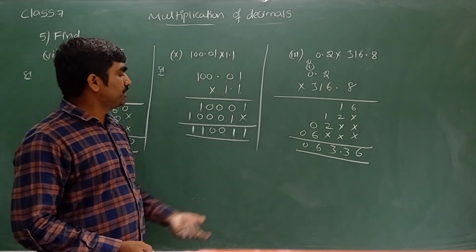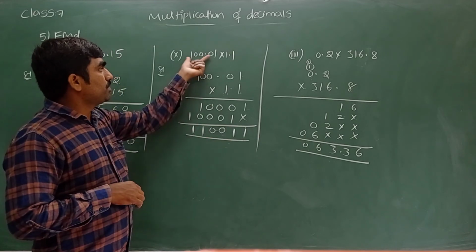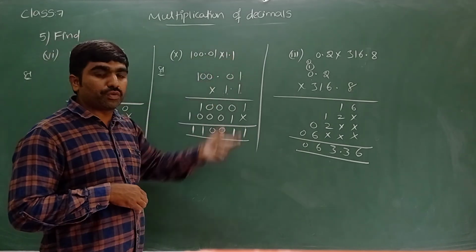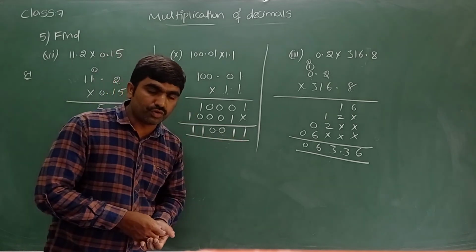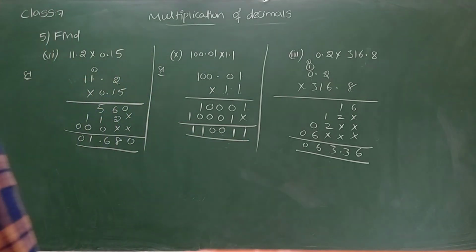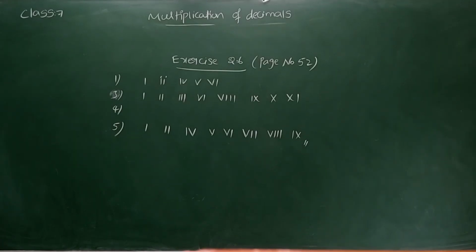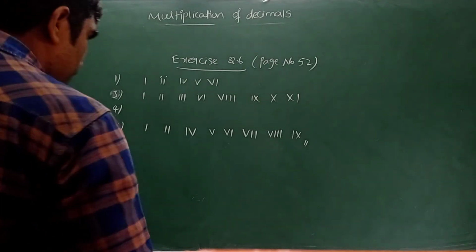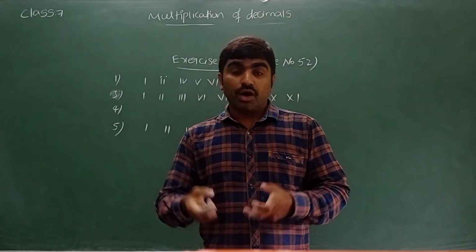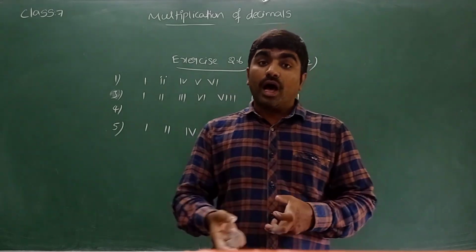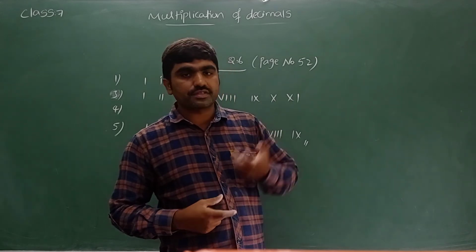Multiplication of decimals: just multiply them like whole numbers. Then the sum of decimal places of the given two decimals equals the decimal places in the product. Hope you understood. Hope everybody understood how to multiply decimal by whole number, how to multiply decimal and decimal, how to multiply decimal with a positive integral power of 10. We learned all these concepts.